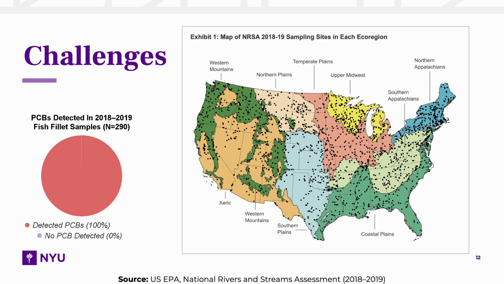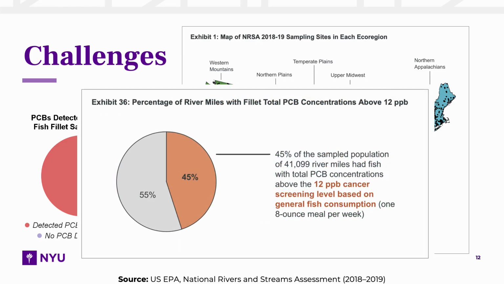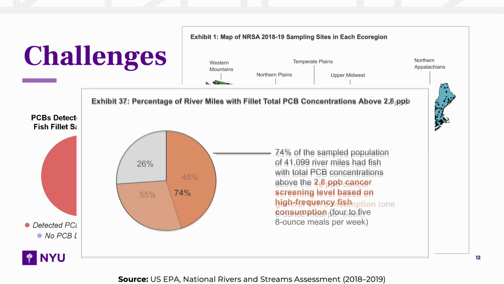Although we've seen progress through policy action and cleanup projects like the Hudson River, PCBs remain a persistent environmental threat. As we have mentioned before, in recent national fish sampling, 100% of the fillets had PCBs. Even more concerning, 45% of sample river miles had fish with PCB levels above the 12 ppb cancer screening level for general fish consumers. And if we look at the high-frequency fish consumers, the threshold is even lower, 2.8 ppb, and 74% of the river miles exceeded it.